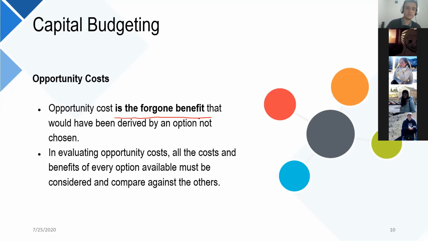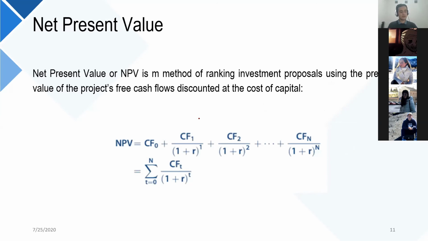Okay, so let's move forward. Let's start with the first type of analysis, that is net present value. And why was it so important for you guys to build your financial statements? Well, because net present value is calculated from the cash flows, and cash flow comes from the income statement.